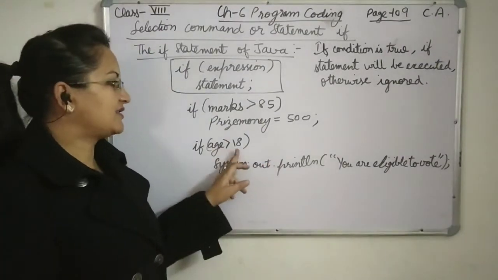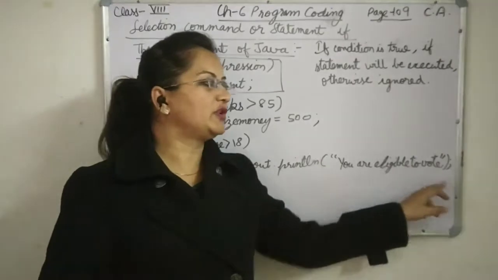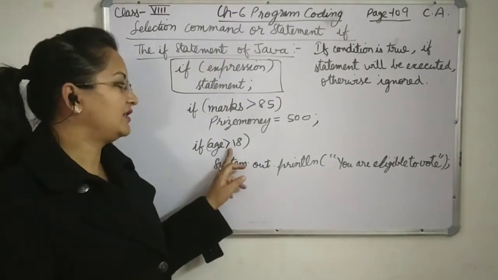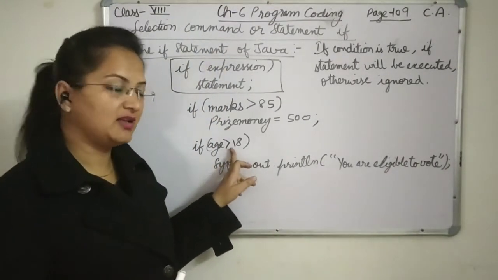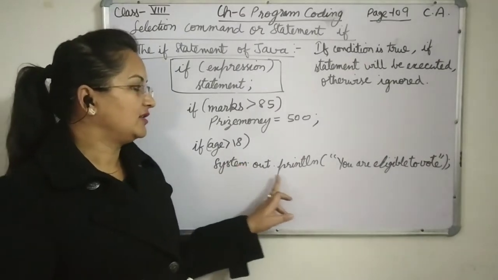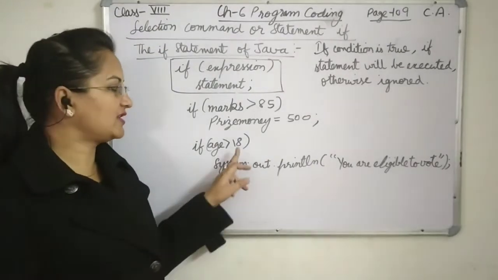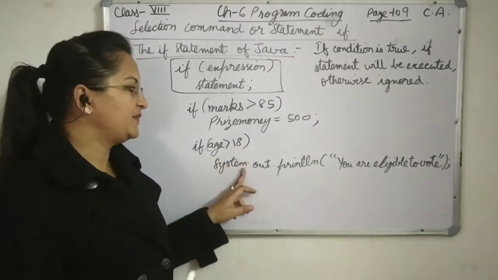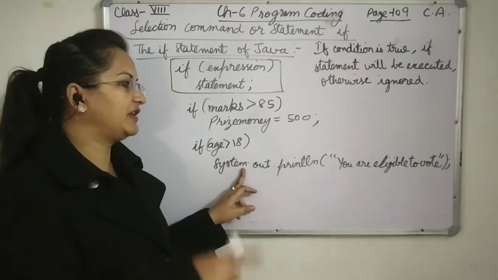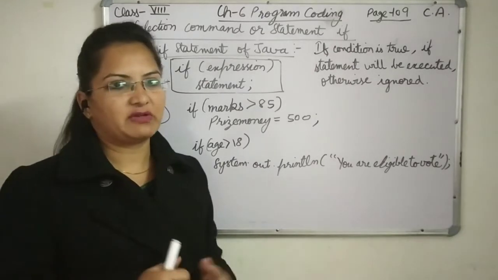So if the age is greater than 18, then what will be printed? That you are eligible to vote. If the person is 16, that means this expression is false and this statement will be ignored. Got it? If this condition is true, then only the statement just after the if will be executed, otherwise it will be ignored.